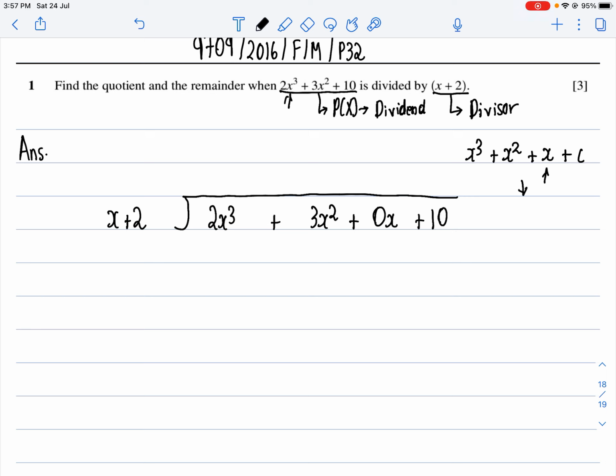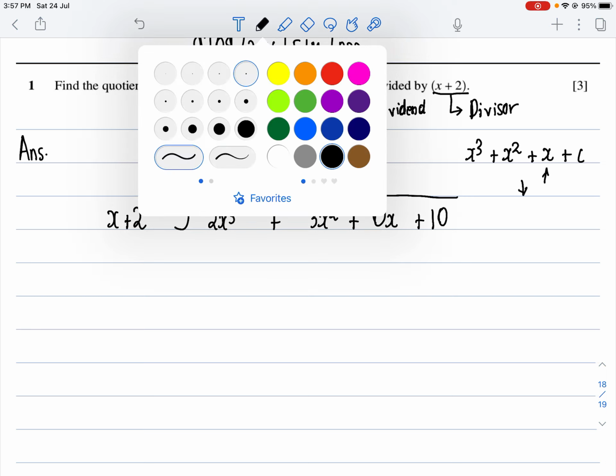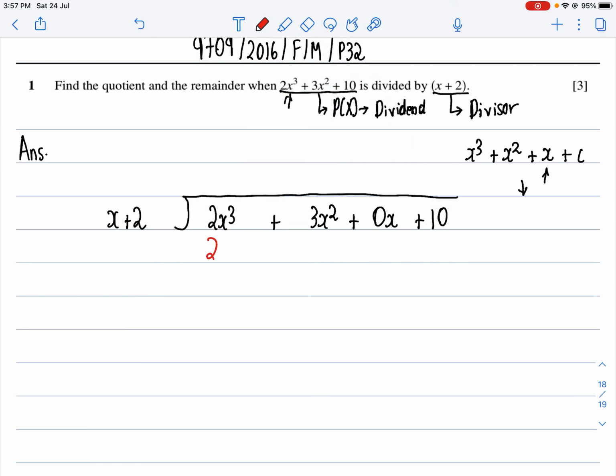So I added a 0x. Now what I basically need here is a 2x cube. Correct? So now what should I multiply to x to get a 2x cube? I can simply multiply it by 2x square. Correct? Because x into 2x square gives me 2x cube. And now I get 2 into 2x square, which basically gives me 4x square. So I get plus 4x square.